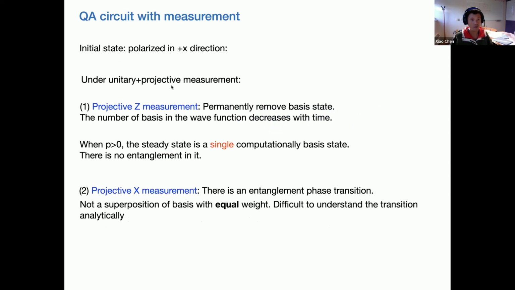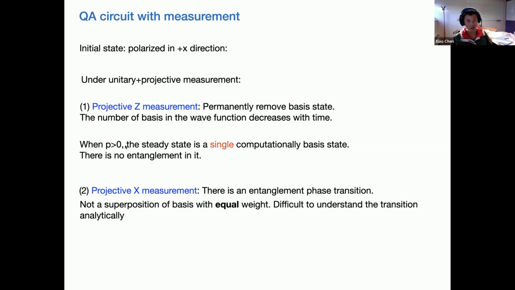So let's consider now introducing measurement. If we consider the initial state polarized in the X direction, that is an equal weight superposition in the Z basis. Under unitary plus projective measurements, we could consider two types of projective measurements. One is a projective Z measurement. A Z measurement will permanently remove basis states. The number of bases in the wave function will decrease with time and eventually become 1.